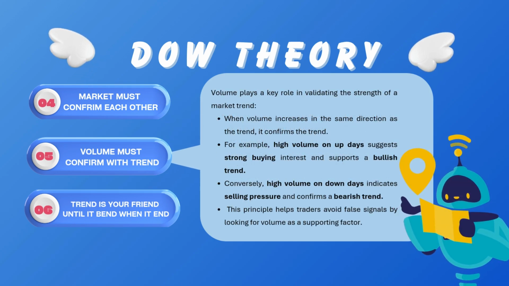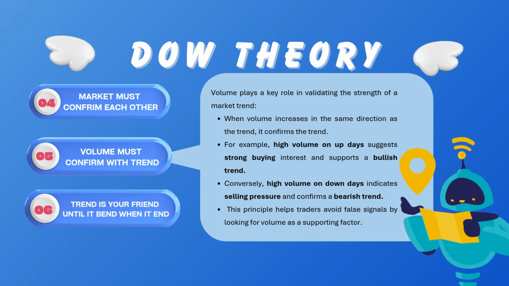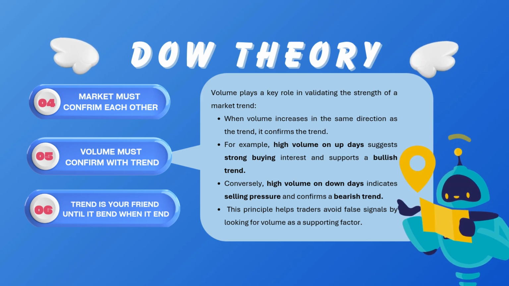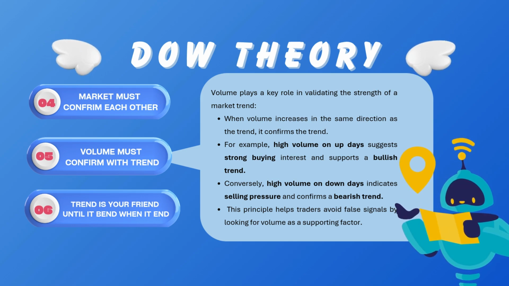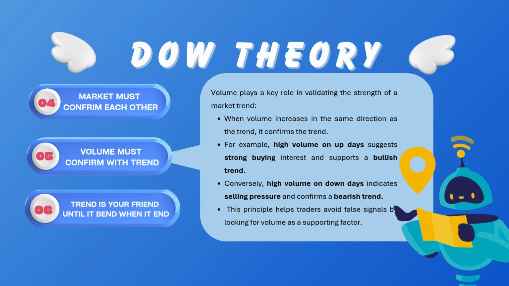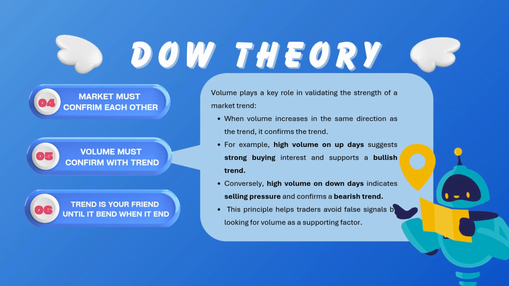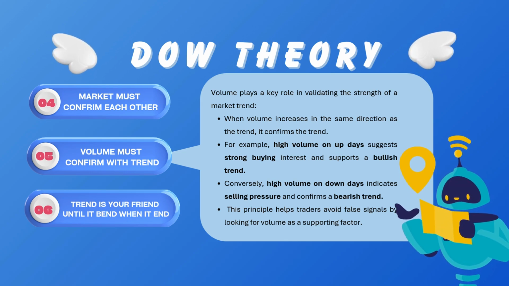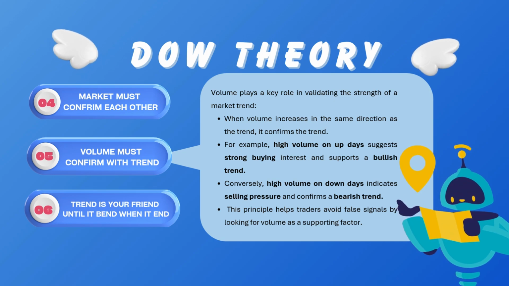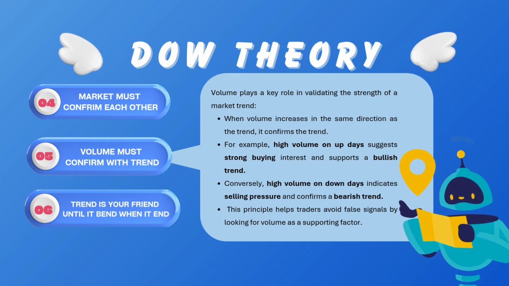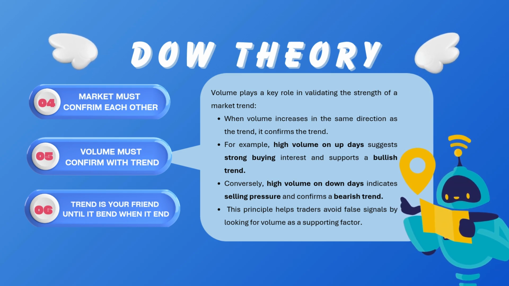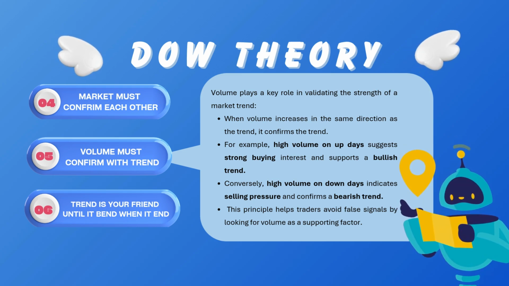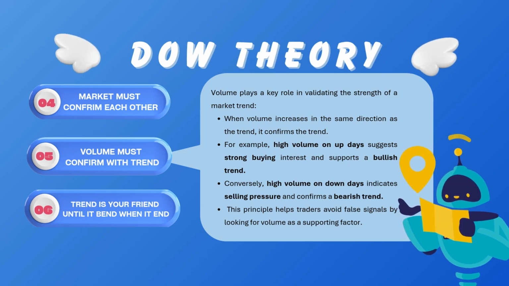Another key principle is that volume must confirm the trend. Volume acts as evidence of strength. High volume on up days indicates strong buying interest and supports a bullish trend, whereas high volume on down days reflects selling pressure, confirming a bearish trend. This helps traders avoid false signals by using volume as a supportive factor.